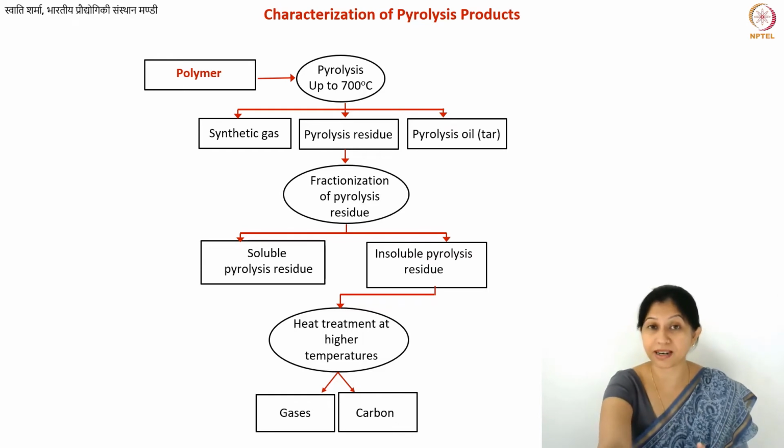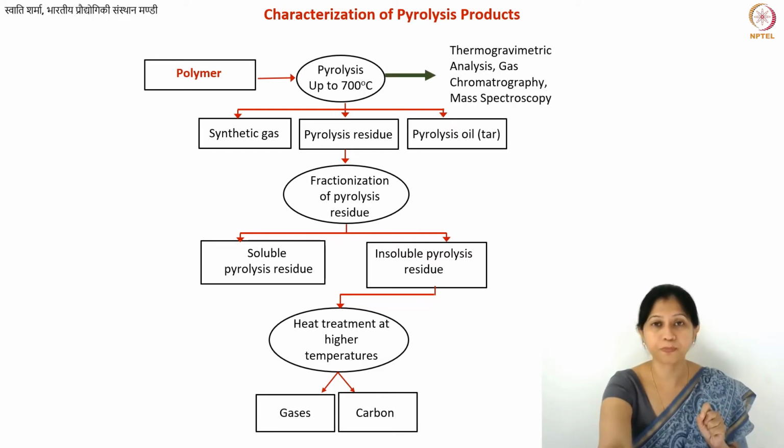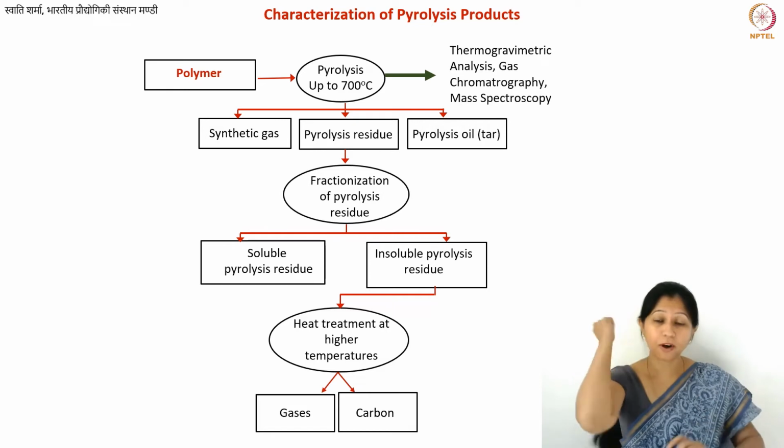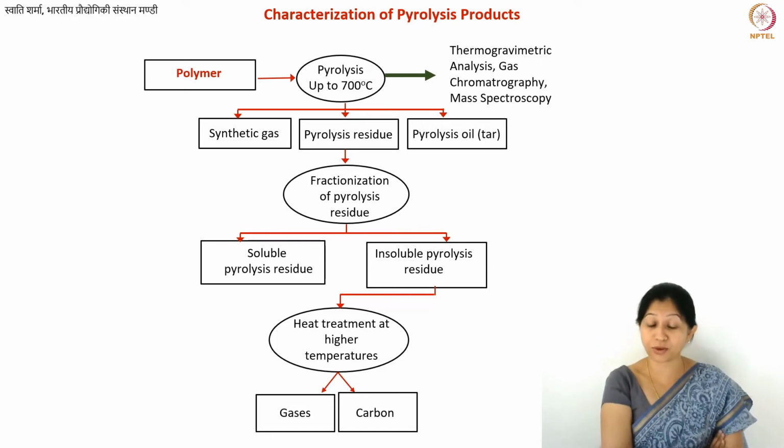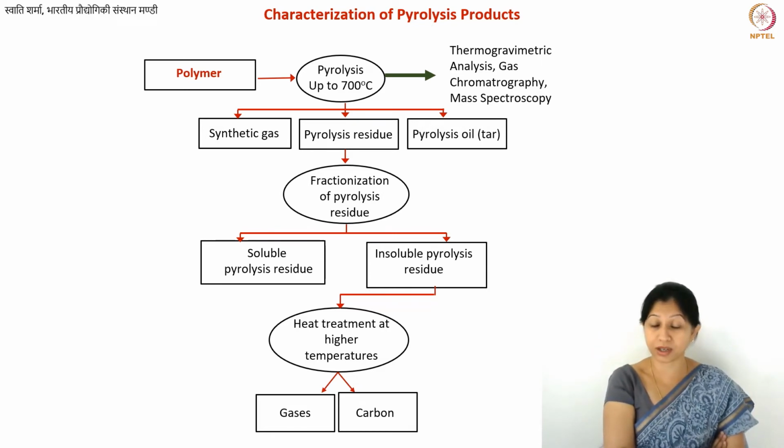Now coming to the characterization technique at each step. When you're performing the pyrolysis itself, what you can do is something known as thermogravimetric analysis. We are going to discuss all the characterization techniques. This is commonly known as TGA. If you perform TGA, you're basically looking at the weight loss. Weight loss gives you a lot of information about what is happening to your material. So that you can do gas chromatography.